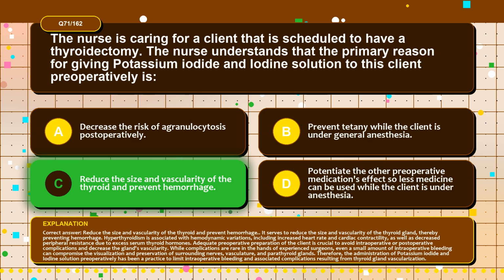While complications are rare in the hands of experienced surgeons, even a small amount of intraoperative bleeding can compromise the visualization and preservation of surrounding nerves, vasculature, and parathyroid glands. Therefore, the administration of potassium iodide and iodine solution preoperatively has been a practice to limit intraoperative bleeding and associated complications resulting from thyroid gland vascularization.